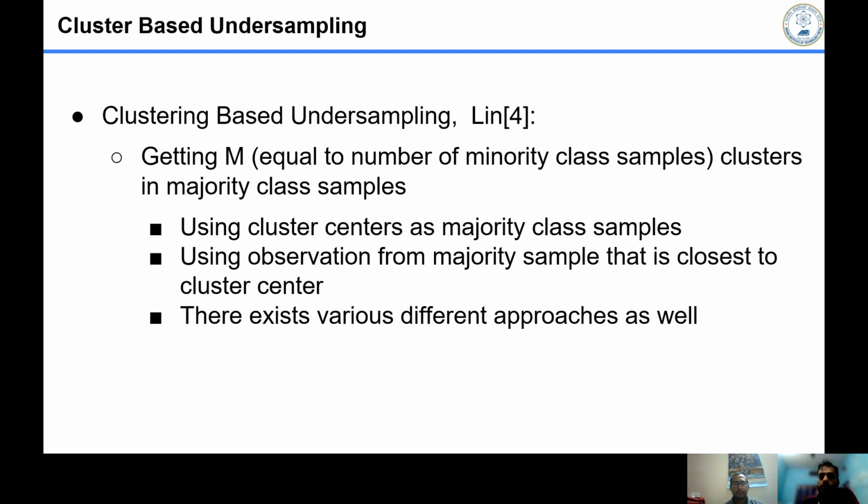However, when we are taking centers, we are not using actual observations, and hence there might be merit in trying out actual samples that still preserve the underlying characteristic of the cluster. So in the other approach, Lin suggests taking a point which is closest to the center of the cluster, and then combining it with minority class observations and following up with classifier building. So as discussed, there are various other permutations and combinations that have been tried.